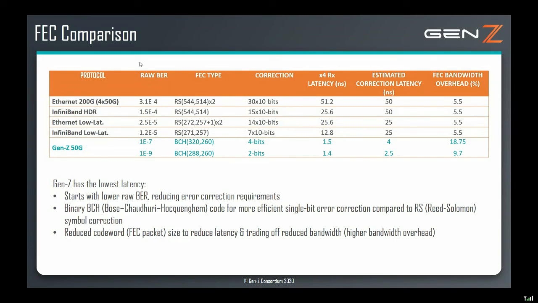And then you compare that to Gen-Z, we're much smaller in terms of our code words. So it's only 320 bits compared to 5,440. And as a result, our BER is much lower, so we don't have to correct as many. The BCH code that we used is optimized for binary error correction. So it can correct 2 bits for that 288, 260, and detect 4-bit errors, and then it's 99.999% detection for anything over 4 bits. And then for the 320, 260 BCH code, I believe it detects up to 6-bit errors, and then similarly, it's also 99.9% detection for greater than 6-bit errors. So I hope that addressed the question.